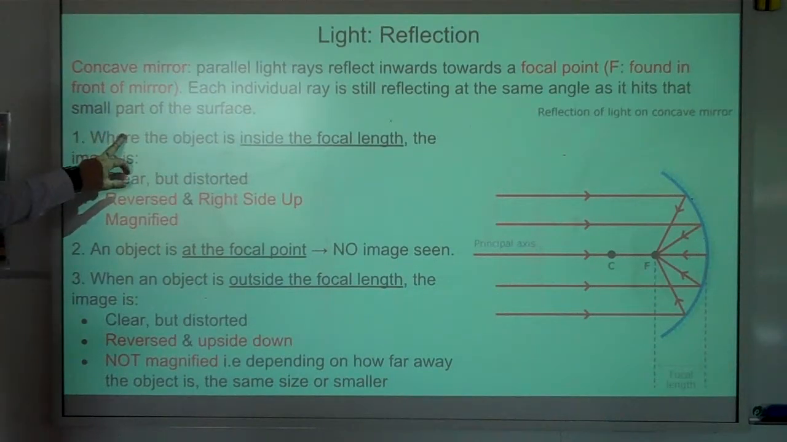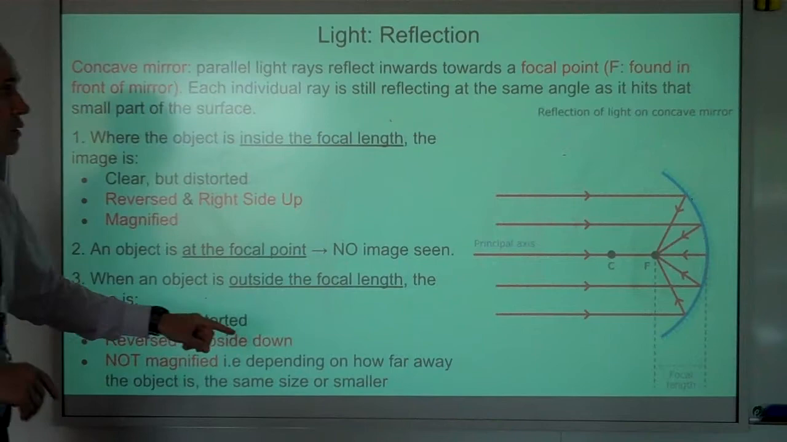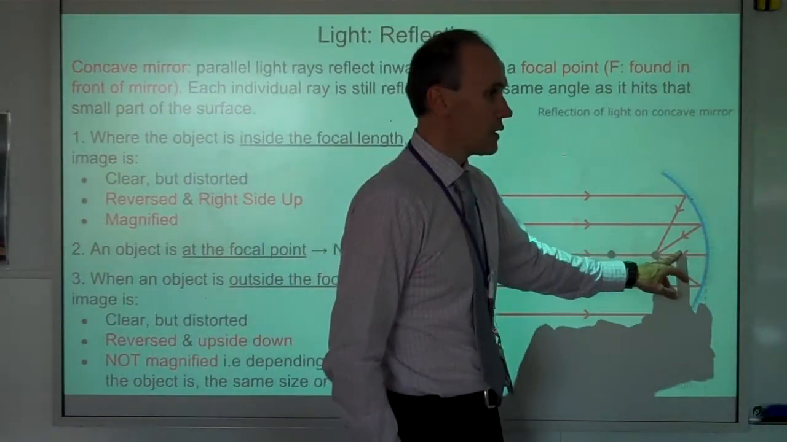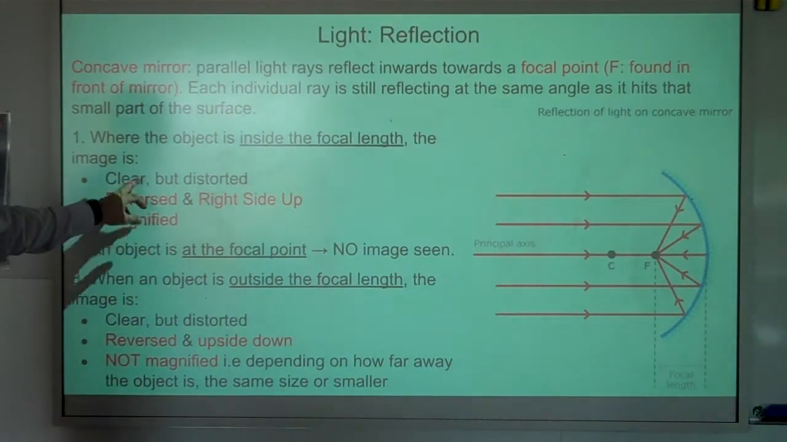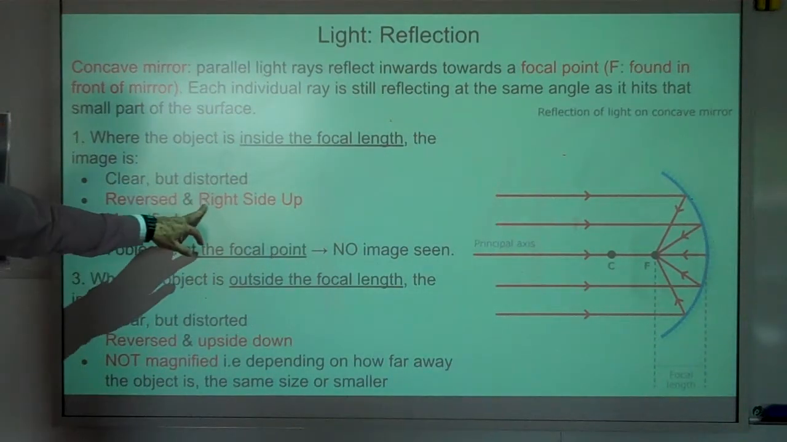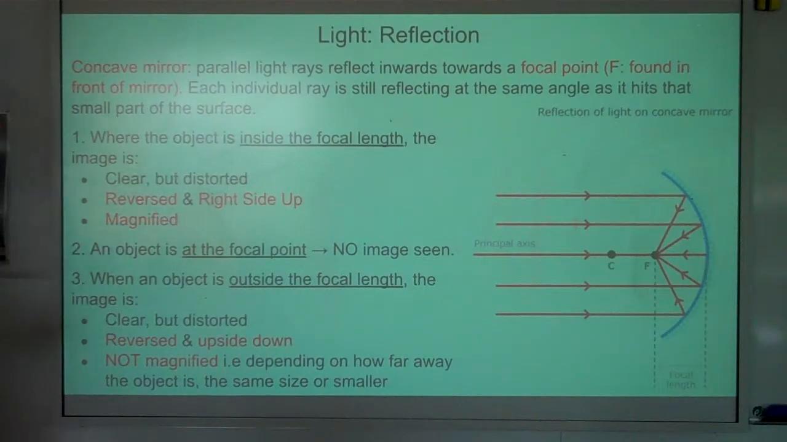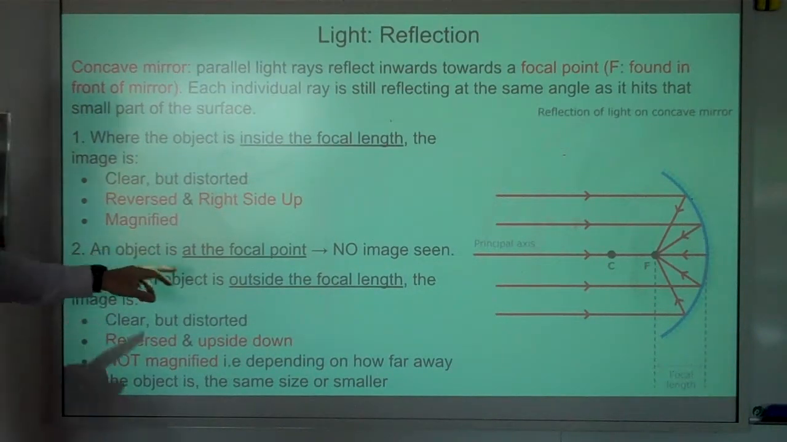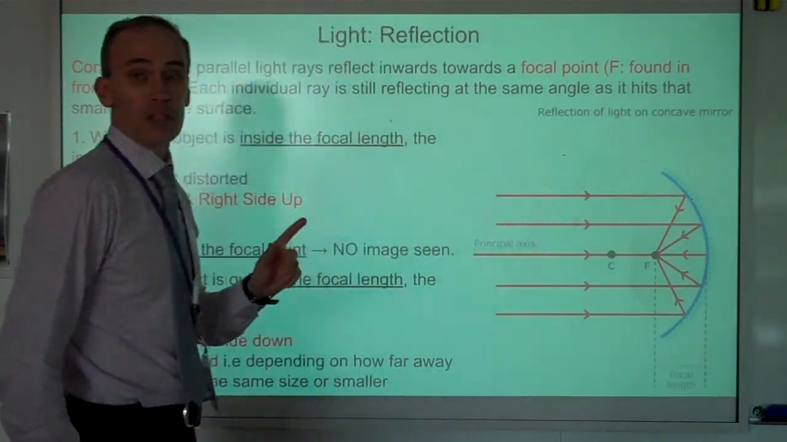Where the object is inside the focal length, the image is clear but distorted. That's inside the focal length. Reversed and right side up, and magnified. So, if that's the focal length and you were standing here, you would have these properties. Reversed, right side up, magnified. So you'd have a big head, like a funhouse mirror. If you're at the focal point, standing there, you can't see your reflection.